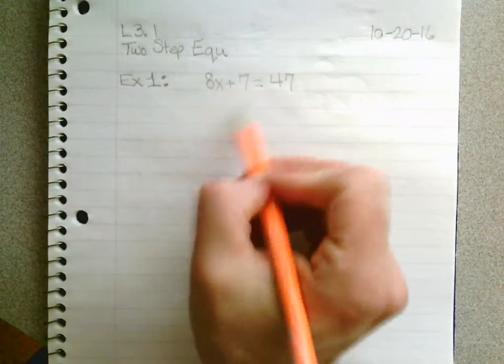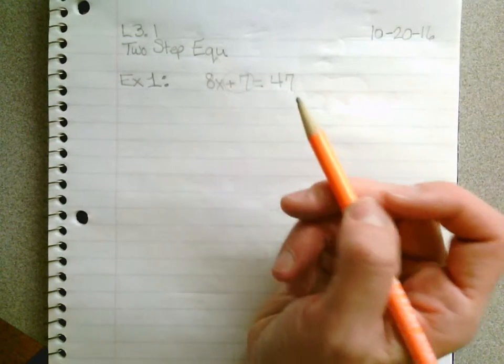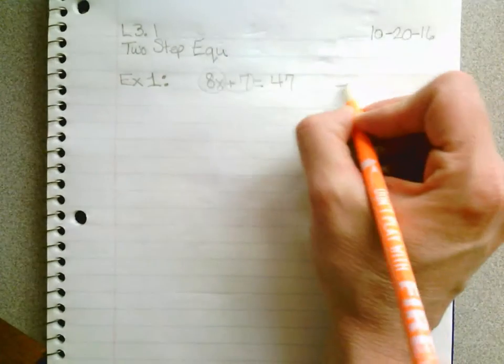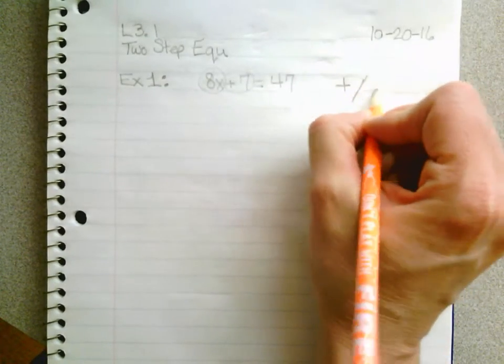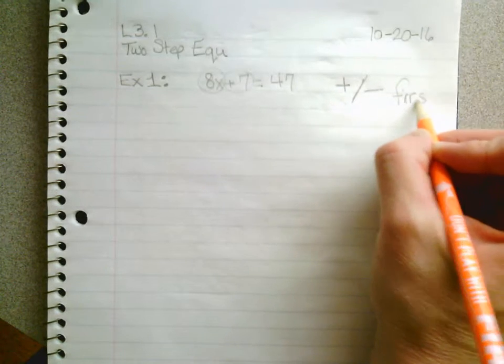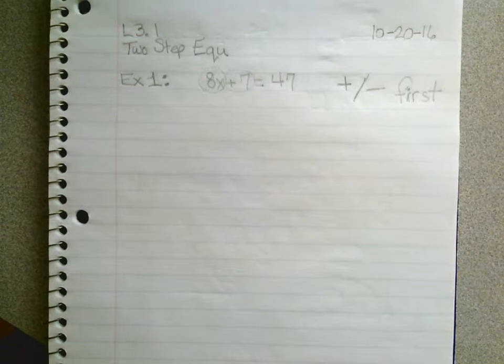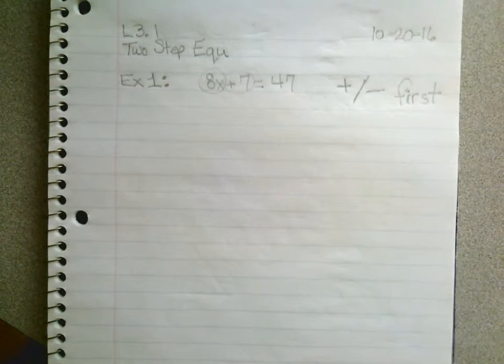All right, so whenever there is both addition and subtraction or multiplication and division located within the same equation, you always do anything that involves addition or subtraction first. So we're adding 7, right? You guys learned that to solve these types of things, you performed the opposite. You undid the addition of the 7.